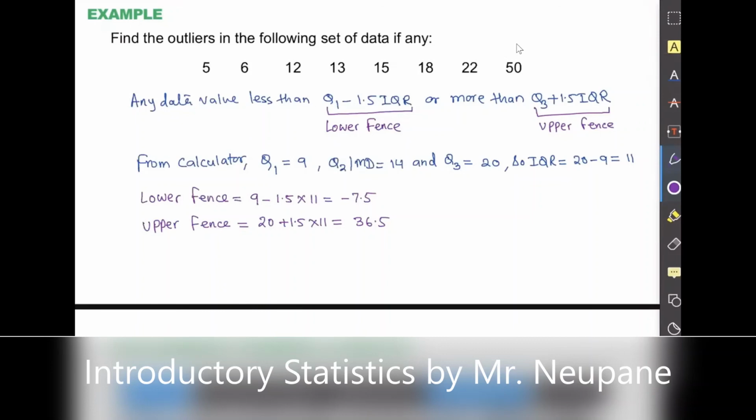So we say, since 50 is outside the upper fence, it is an outlier. It's an outlier because it is greater than the upper fence. So any number lower than the lower fence or more than the upper fence is your outlier. Any question on outliers? No. Okay.